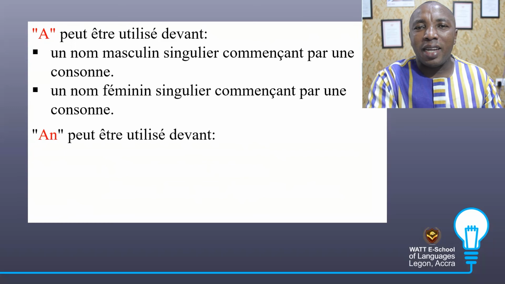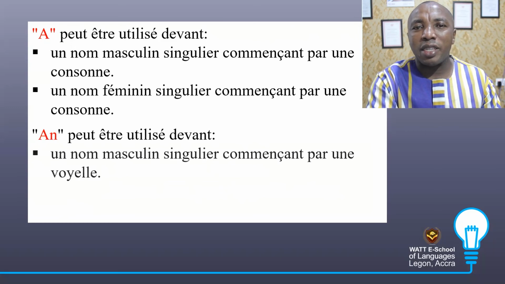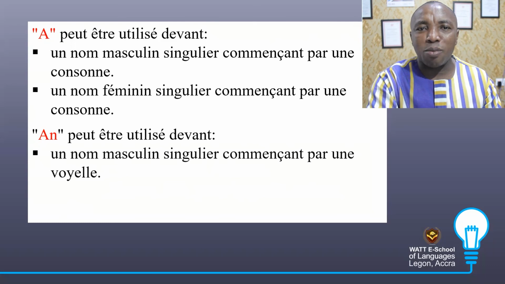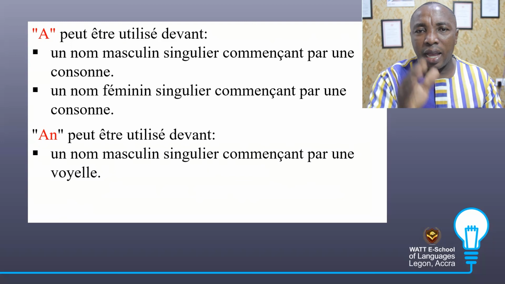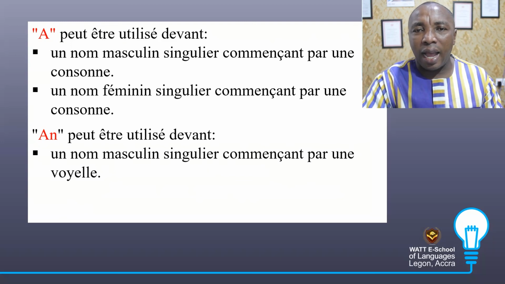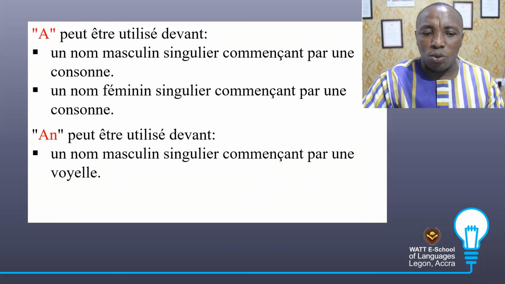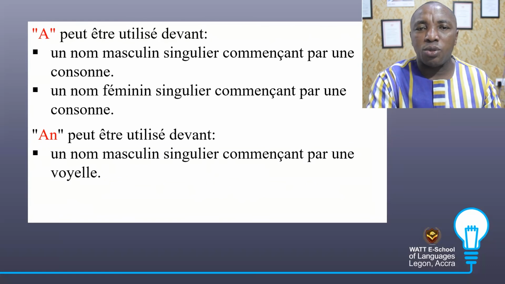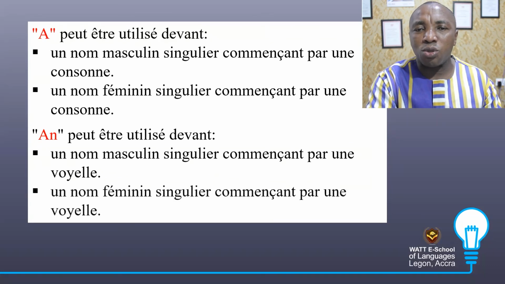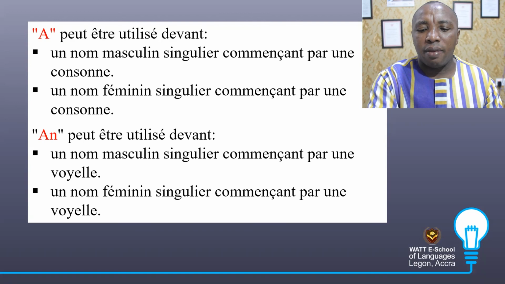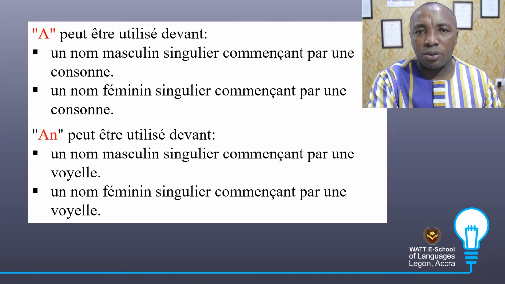An. An is used in front of a masculine singular noun beginning with a vowel. That's the most important thing here, a vowel. And you know we have 5 vowels here: A, E, I, O, U. So there you can use the an. And an is also used in front of a feminine singular noun beginning with a vowel.